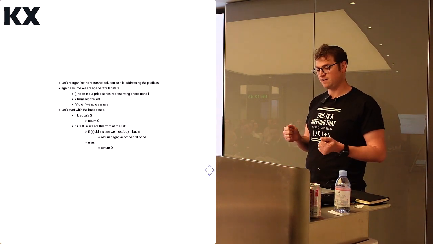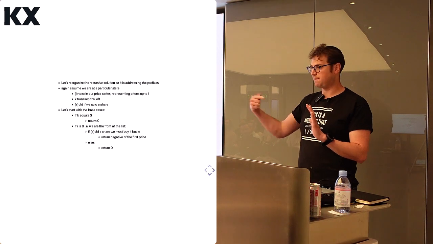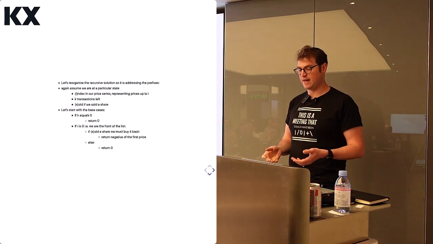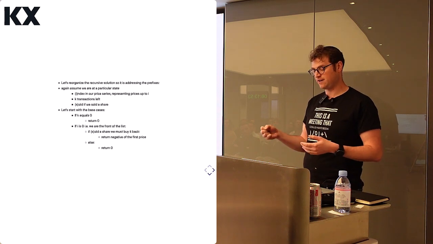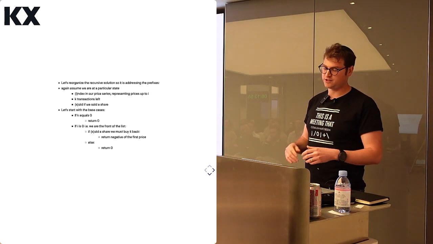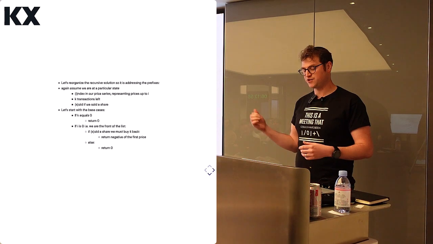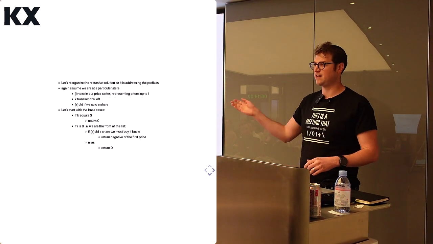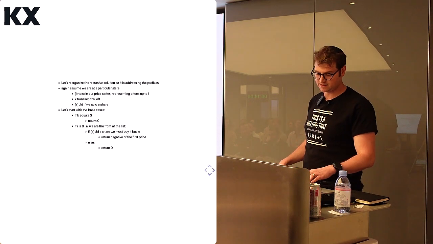But if I is 0 this time, in other words, we're working backwards into the array to the original one, then if we've already sold the share, we have to buy it back and return negative the first price. Otherwise, we can just return 0. So all it's saying is that if you've already sold it and you're still holding the share, you've got to buy it before you leave the problem. You can't just get away with selling and never having bought it. You have to cover your short effectively.